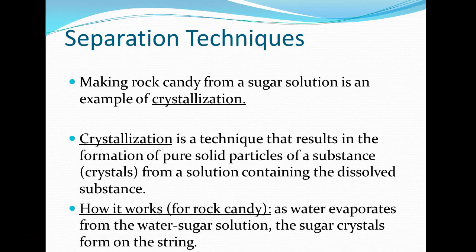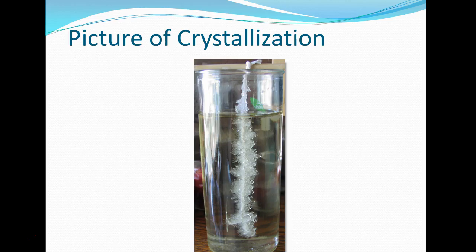So how it works, like for rock candy, as water evaporates from the water sugar solution, the sugar crystals form on the string. So you form this supersaturated solution in the cup. There's a really high concentrate of sugar water, a very high molarity, we would say, a very high concentrate of sugar to water, and then you add a little more sugar on the string, and that causes the sugar from the solution to collect onto that string. So the sugar that's forming here is coming from this sugar water solution.